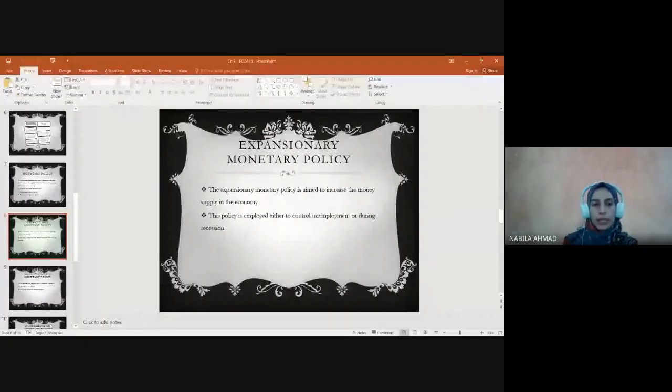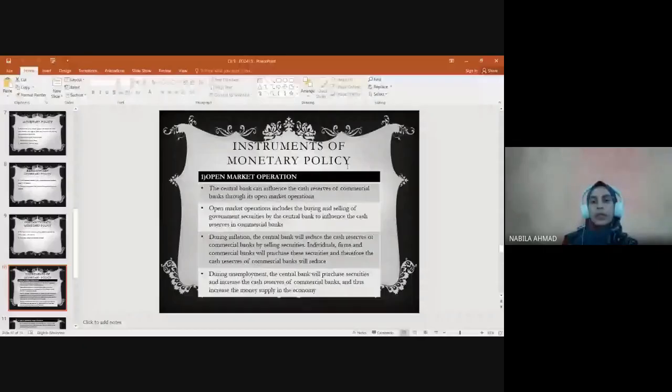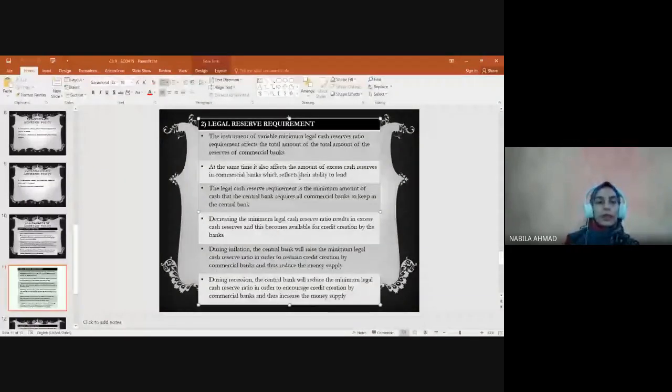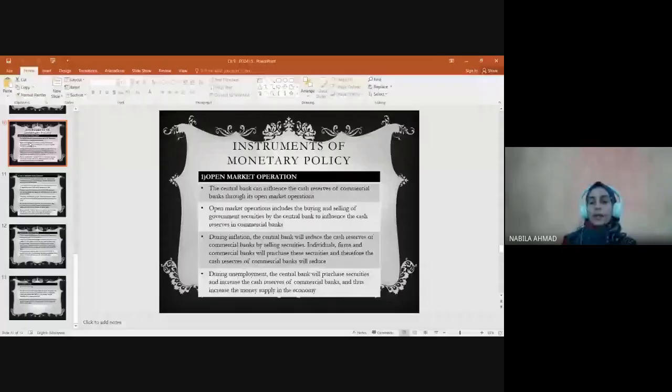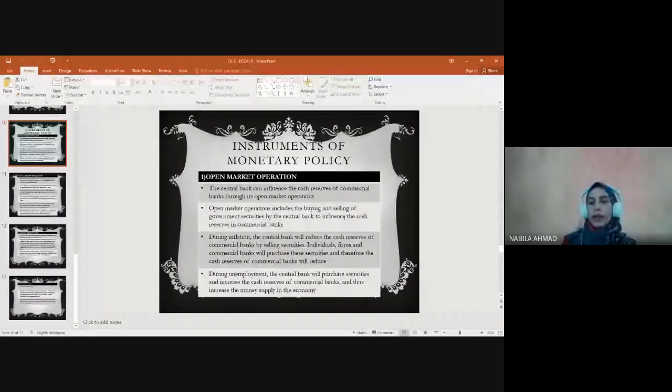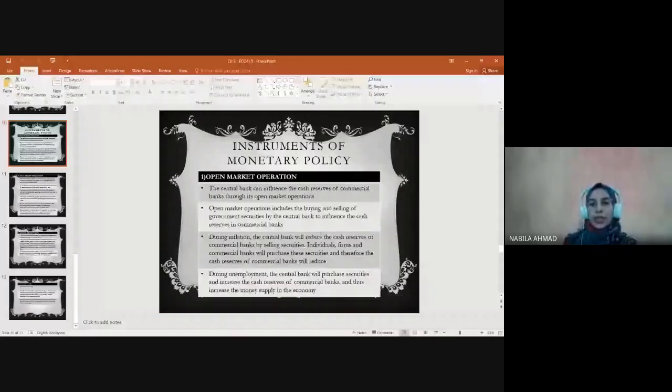Okay, right. So apakah instrumen under monetary policy? Ya, kita ada open market operation, legal reserve requirement, and then bank or discount rate, dan juga interest rate. Okay, so first kita nak tahu what is open market operation. Yeah, so the central bank can influence the cash reserve of commercial banks through its open market operation. Open market operation includes buying or selling of government security by the central bank to influence the cash reserve in commercial banks.